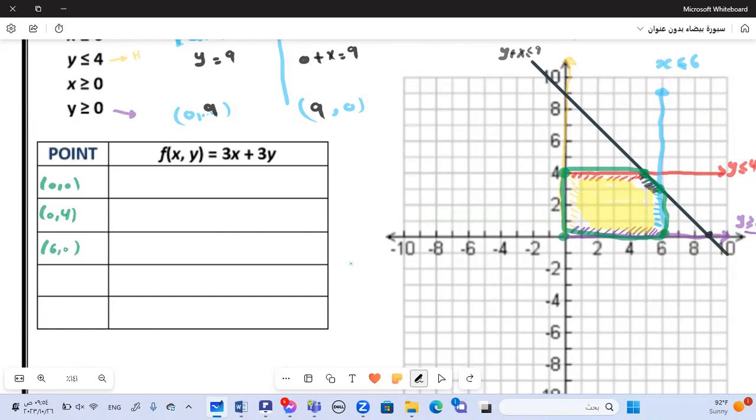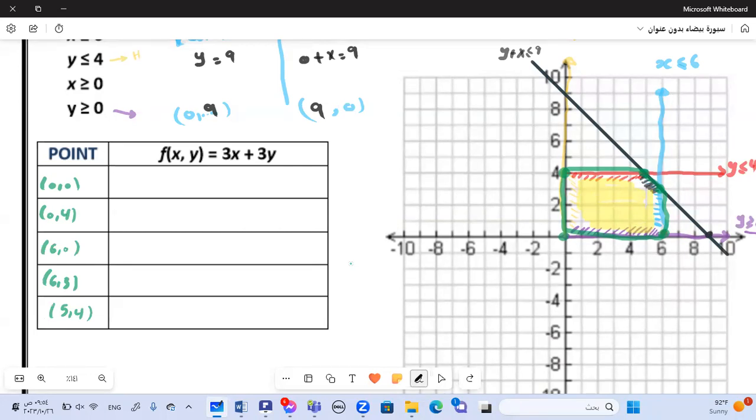What does this point represent? 6, 3. This point represents 6 and 3. And what about this point? It represents 5, 4. So 5 and 4. Okay, you can write 5, 4 and 6, 3. But the important points are the 5 important points.